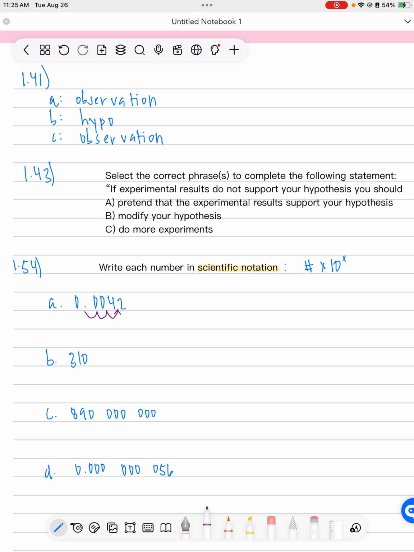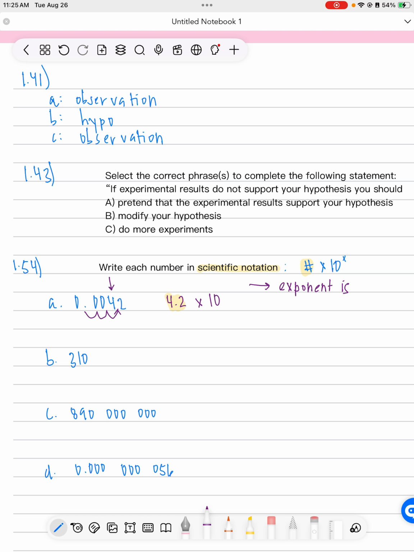So remember in class we learned that we move the decimal all the way past all the zeros to the first whole number. So our first whole number is going to be 4. We're going to put the decimal in between the 4 and the 2. So I'll just write it right now, 4.2. That's our number. So we're going to do some number times 10 to the exponent, right? And that exponent, when we go to the right, is going to be negative.